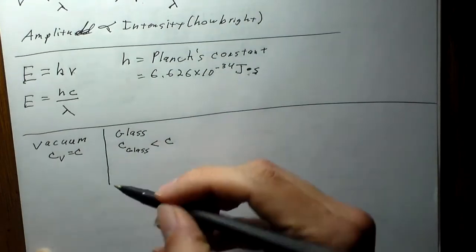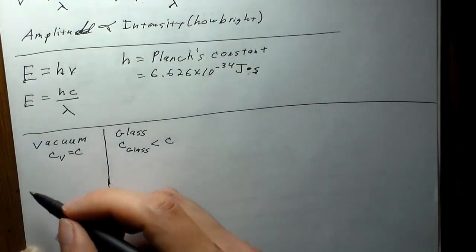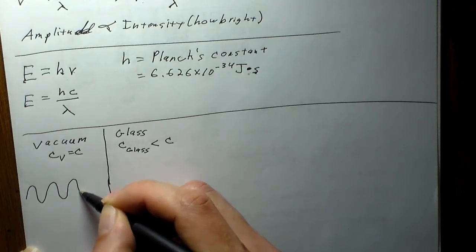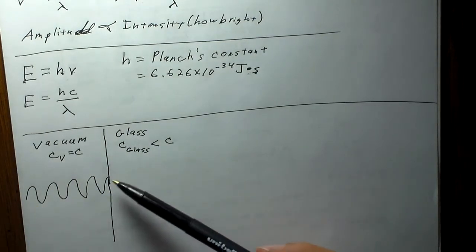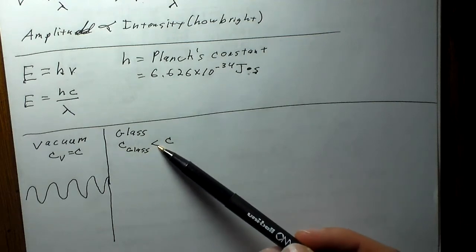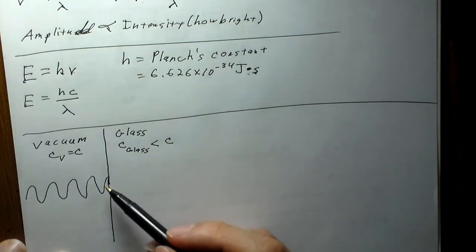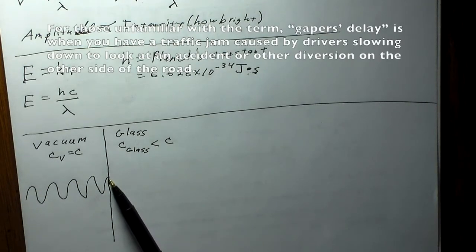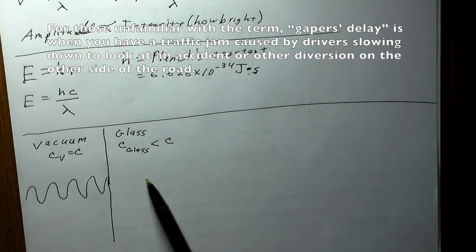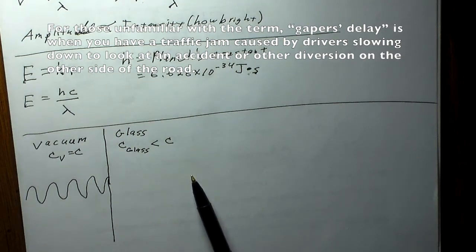So what happens here is my light comes in like this, and it hits the interface. When it hits the interface, the light starts slowing down. It's just like if you're driving in traffic and the cars are nice and evenly spaced, then you hit a gaper's delay, and all the cars start backing up because they simply can't go as fast.